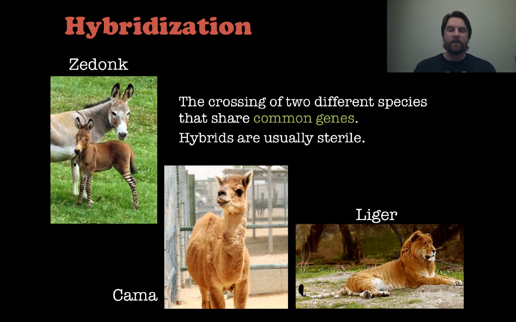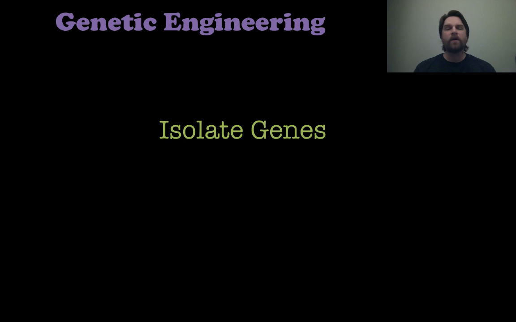Now, with the liger, that is a male lion with a female tiger. If you switch that up and you have a female lion with a male tiger, you'd actually call it a tigon. It does make a difference what you call it as to which organism has the male or the female. But just a few different hybrids that humans have created here by mating two different species that do have a lot of common genes. So next, let's talk about just genetic engineering in general.